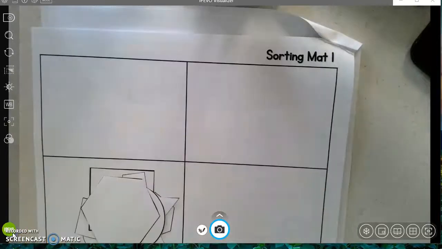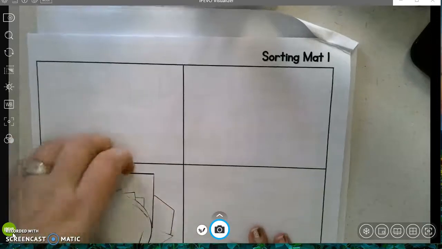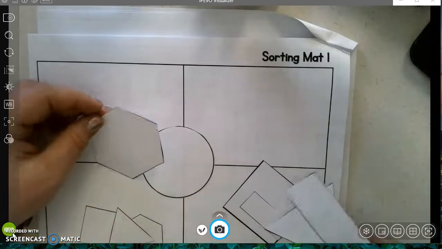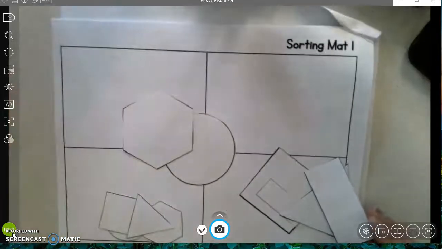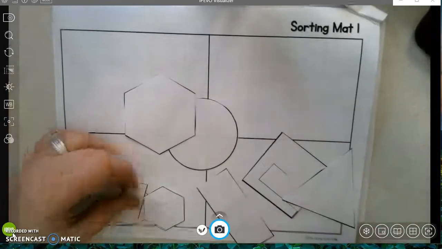All right, do you have all of your shapes cut out? Yesterday, I pulled out my plastic shapes. And after we're done, if you wanted to, you could go through and color these different shapes to kind of match how the plastic shapes were, right?